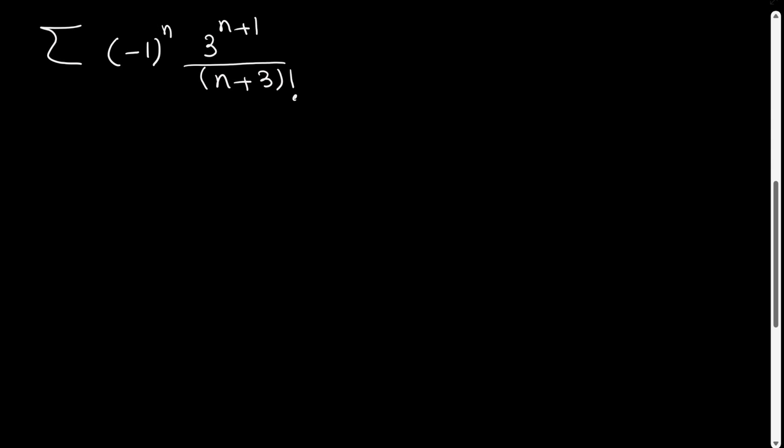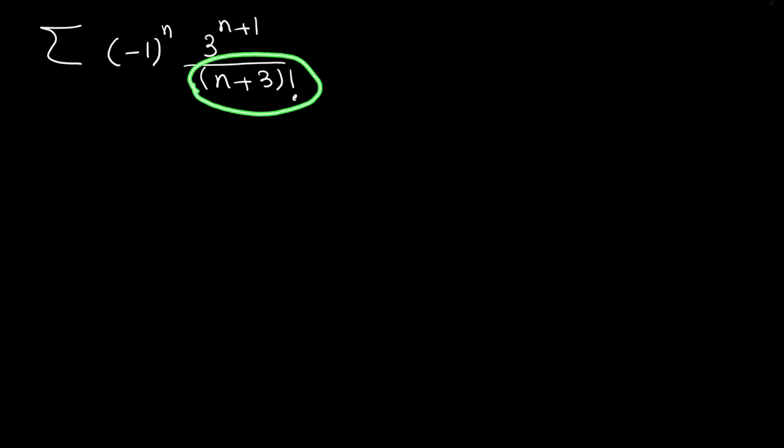The first example is the series of (-1)^n times 3^(n+1) over (n+3) factorial. When the series has a factorial term, it is better to use the ratio test. So let's apply the ratio test.